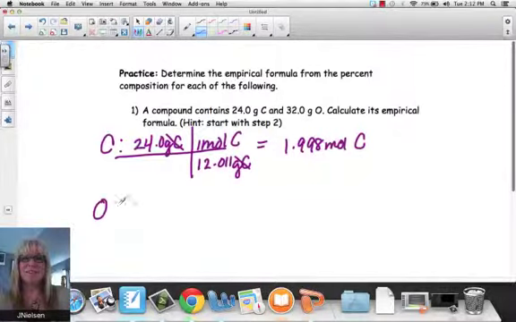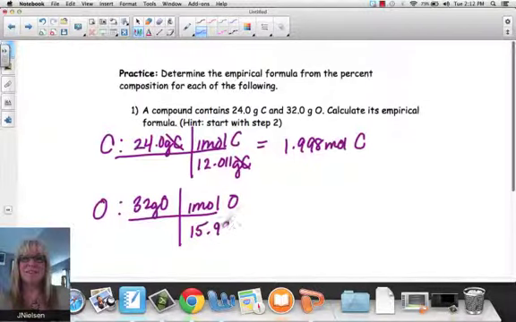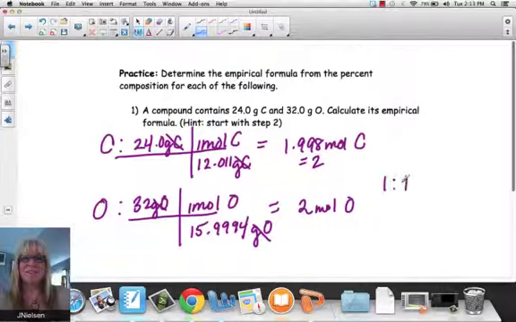For my oxygen, I have 32 grams of oxygen, and I know that 1 mole of oxygen is equal to 15.9994 grams. So my grams of O cancel, and I get 2. Well, this is close enough to 2. This is 2 moles of oxygen, so this really equals 2. So 2 to 2 is the same as a 1-to-1 ratio. So my formula is CO.